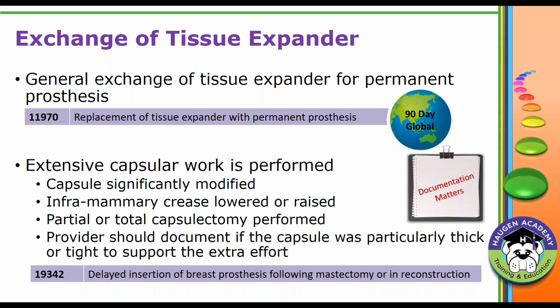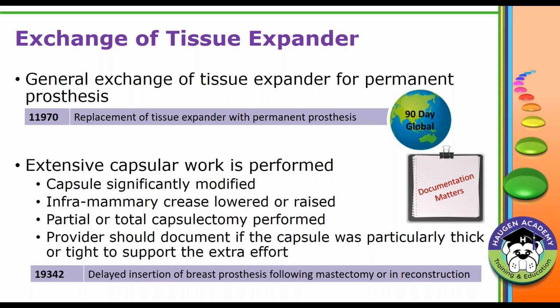So you can report with 19342. For example, sometimes the capsule must be significantly modified for the inframammary crease to be lowered or raised, or a partial or total capsulectomy must be performed. Another example is for breast reconstruction with expander in a patient undergoing postoperative expansion.